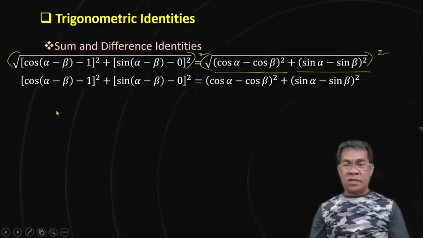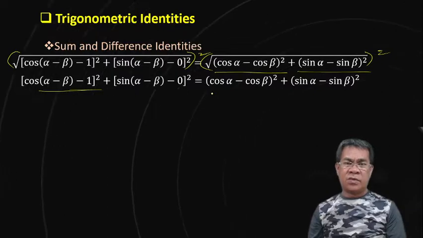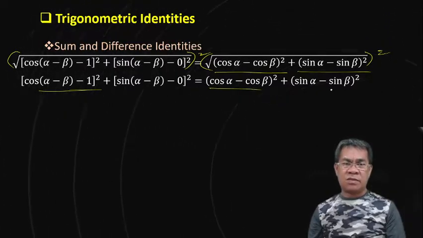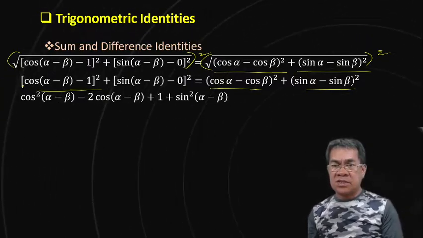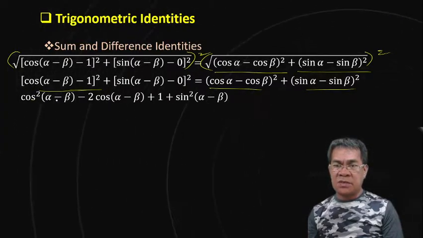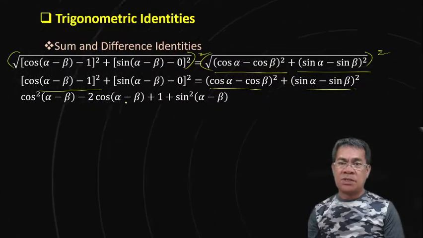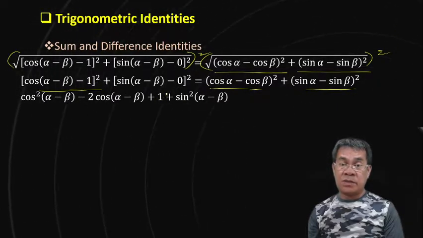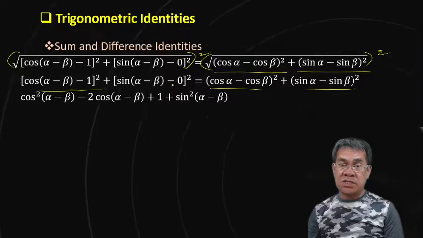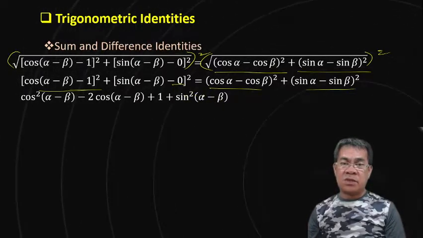Now in this case, we can expand this one using the square binomial. Square the first, so cosine square of alpha minus beta, twice the first and second, it should be 2 cosine of alpha minus beta, then square the last. Square the last means 1 squared, so this is 1.